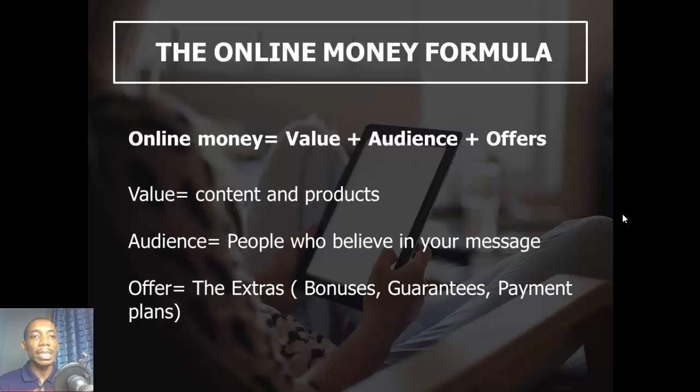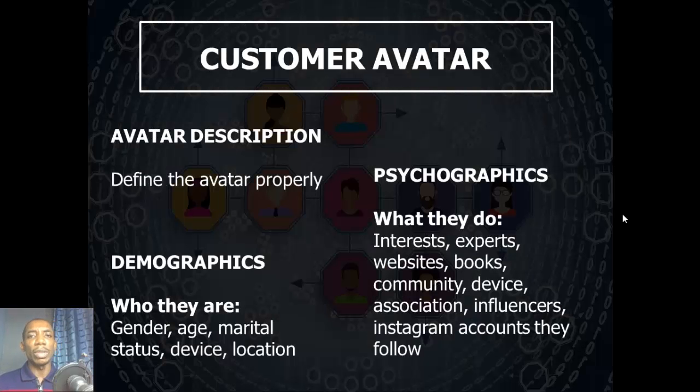So like I said, making money online is just equal to the value you provide, the audience you provide that value to, and the offers you give the audience. I said the value is equal to your content and your product. The audience are the people who actually believe in that message, the people you get to believe in your message. Then lastly, the offers are just the extras: the bonuses, the guarantees, and the payment plans that you give. Okay, so let's move into the next thing.